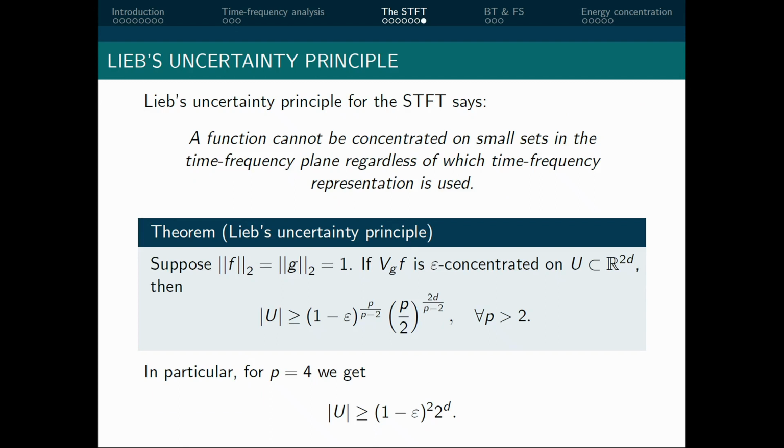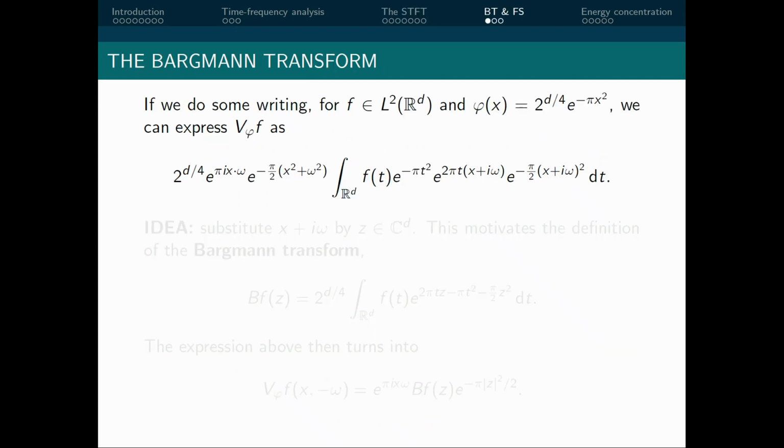So what Lieb's uncertainty principle tells you is that no function can be concentrated on small sets in the time frequency plane, regardless of which time frequency distribution you use. The short-time Fourier transform will be a time frequency distribution, but you can also use some other distributions. You can change the window, and still you wouldn't get anywhere near what you want now, which is perfect time frequency resolution. But that concludes the part with the short-time Fourier transform.